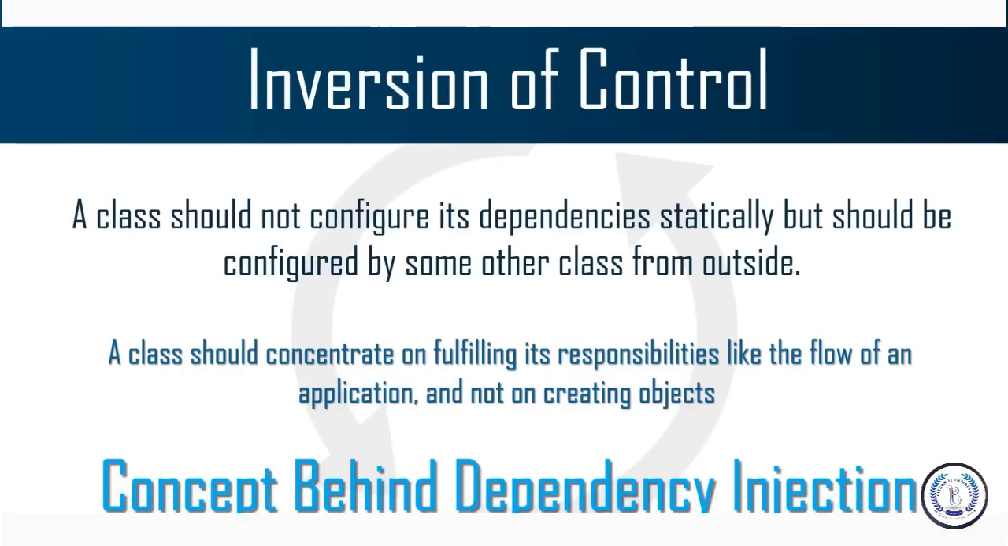main work. So this is basically the concept behind dependency injection, guys, where a class should not configure its dependency statically, but it should be configured by some other class from outside. So a class should concentrate on fulfilling its responsibilities like the flow of application and should not concentrate on creating objects. So guys, this was basically the idea behind dependency injection.